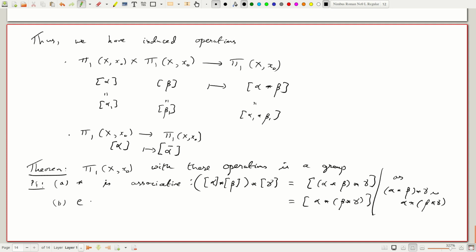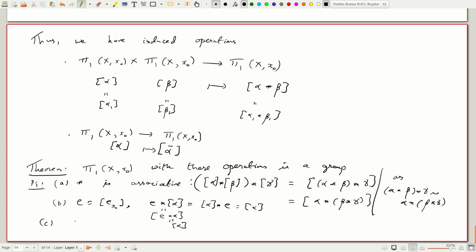So if I let E be the class of E x0, then E star alpha is equal to alpha star E, which is alpha itself, and that is again because E star alpha is the equivalence class of E star alpha, and since homotopic curves give you the same equivalence class, you get the result that this is just the class of alpha, and the same there.